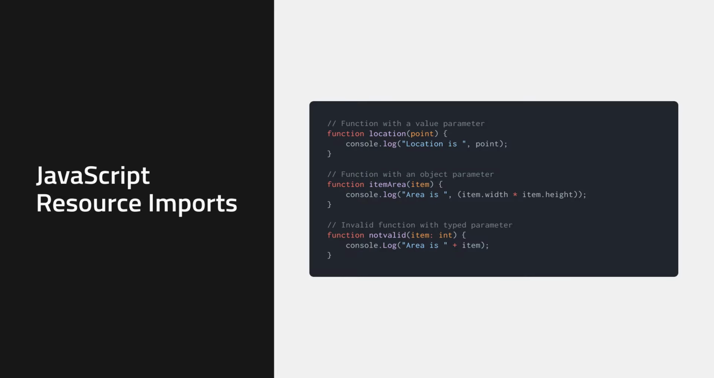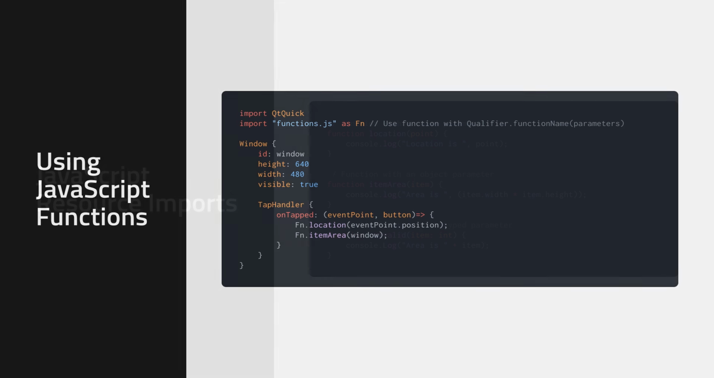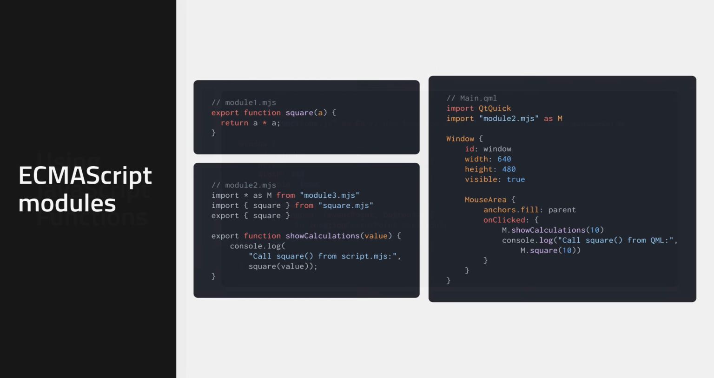For example, in this JavaScript document, the function, location, takes a value type as an argument, while the function, itemArea, takes an item object as an argument. The functions defined in an imported JavaScript file are available as JavaScript code in the importing QML document. You can access them using their qualifier.